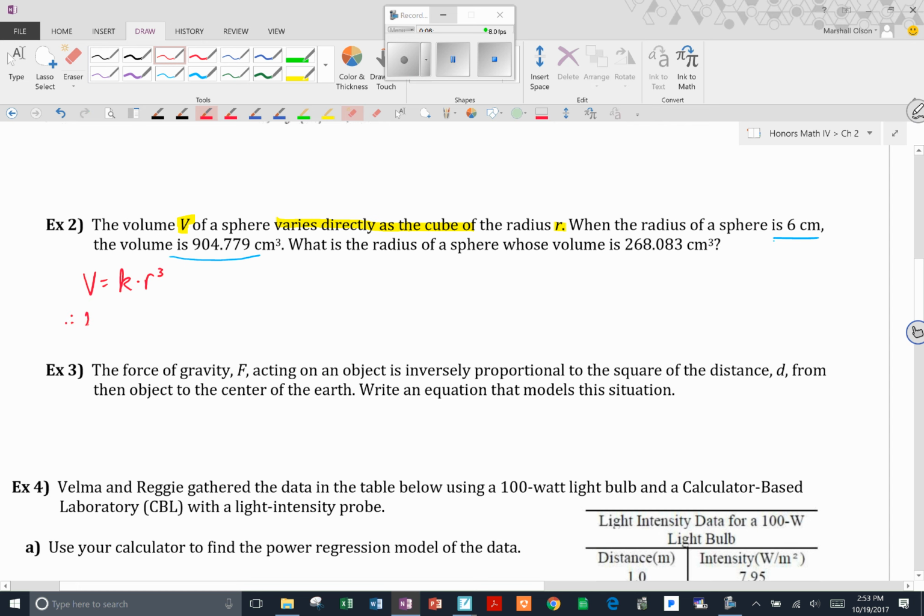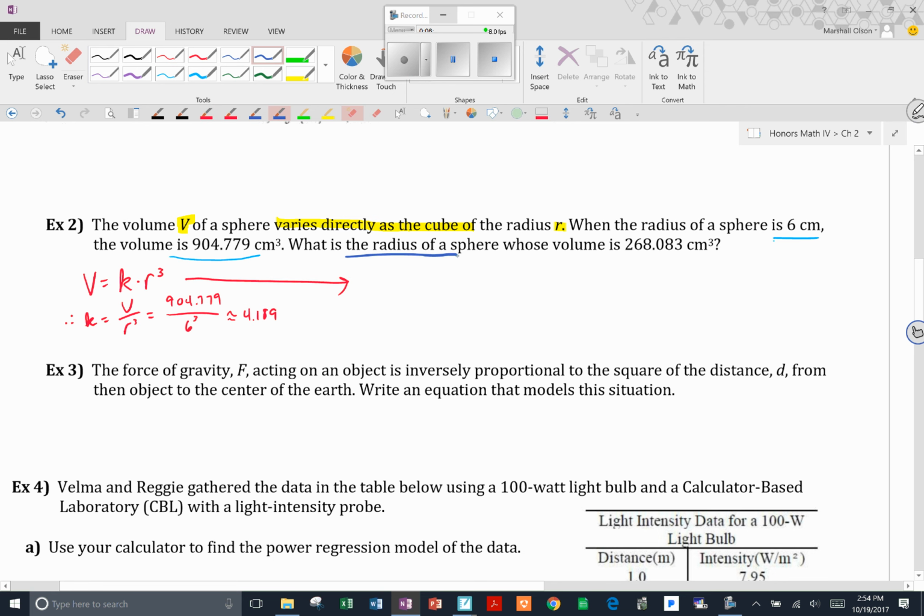So I know that k is going to equal V over r cubed, and then I can use that volume that I have, 904.779 divided by 6 cubed, and we can get an approximation for k, which is 4.189. That's our constant of variation. It has no units.